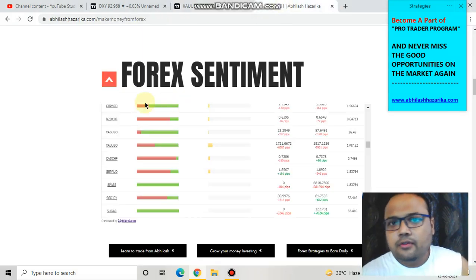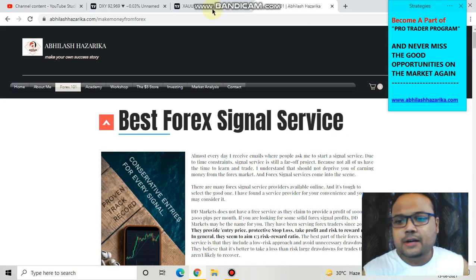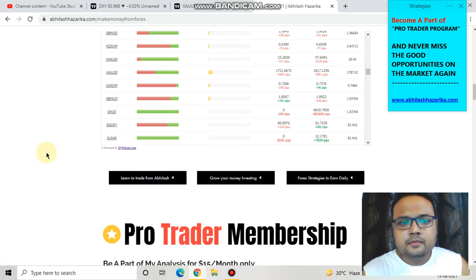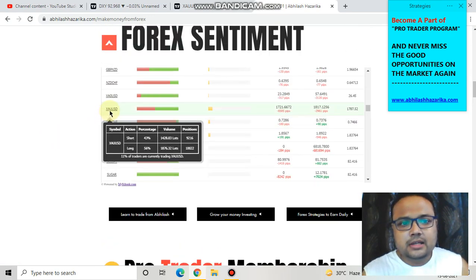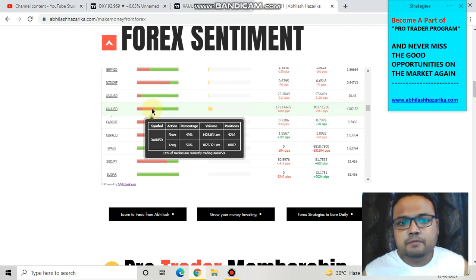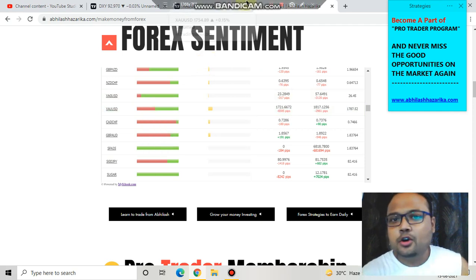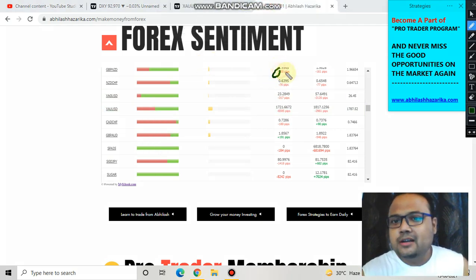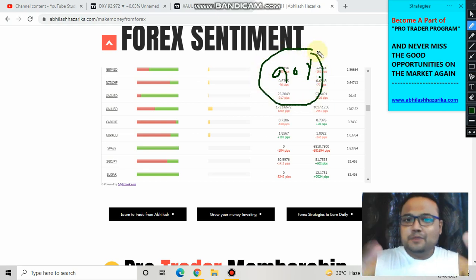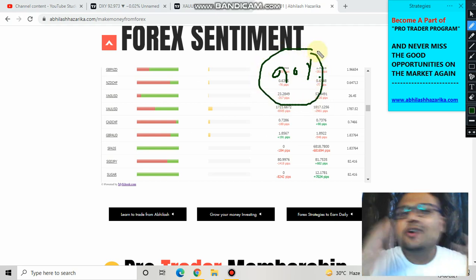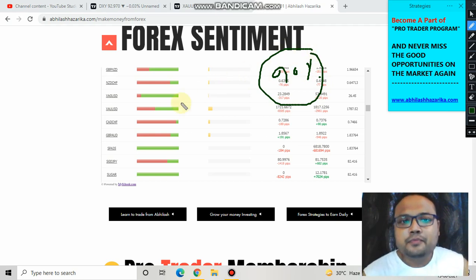If we go to the Forex sentiment meter, you'll find it on my website abhilashhazarika.com under the Forex 101 section. In the Forex sentiment meter, you can see this is gold USD. 43% of retail traders have taken a short position and 56% have taken a long position. Generally 90% of retail traders lose money, but still you can see that retail traders are also very much confused.